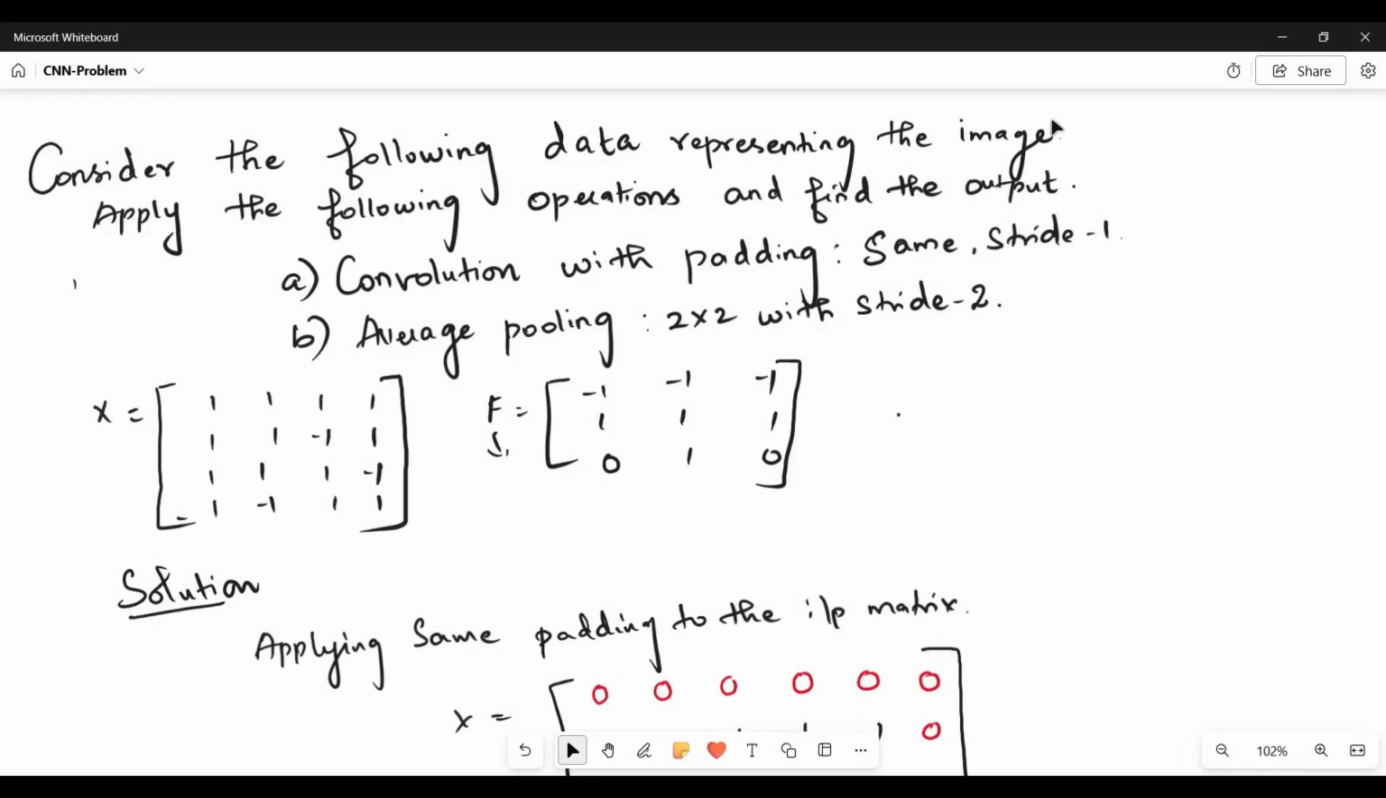Hello all. So let us discuss the problem on the topic convolution neural network. Here we are going to consider an input image as a matrix and we are going to apply the convolution operation on the given matrix. So let us look into the problem.